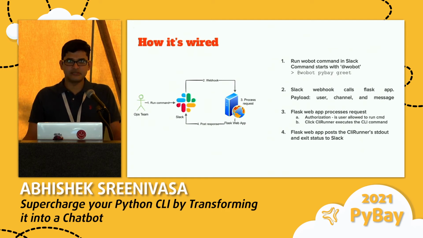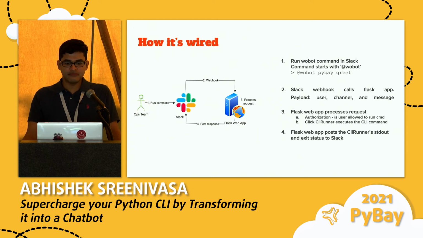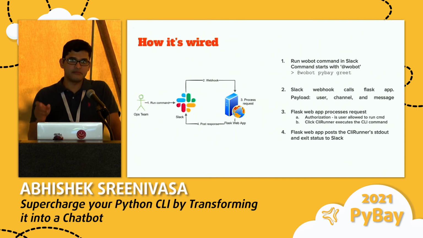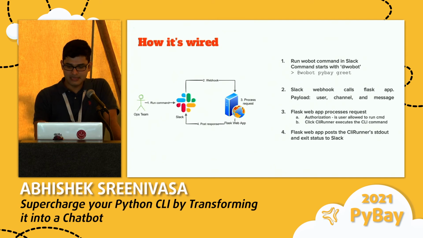Whenever a user enters a message in Slack, we have configured a webhook that fires from Slack and calls a web application. The web application receives the user, channel, and the message that was executed. The Flask application does some filtering. We check if the user is authorized to run the command in a particular channel, and then we execute the command. We do other kinds of filtering here. Remember I mentioned we use Wobot as the prefix. If it's other things, we ignore those as non-commands. And once we have executed the command, we send the response back to Slack.